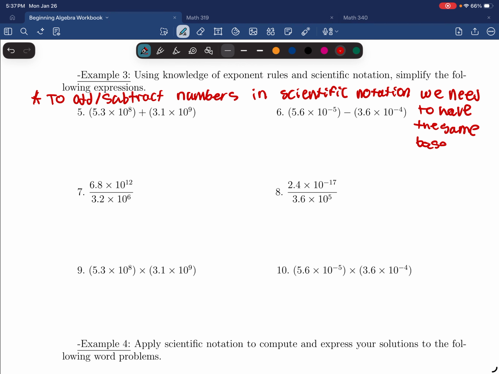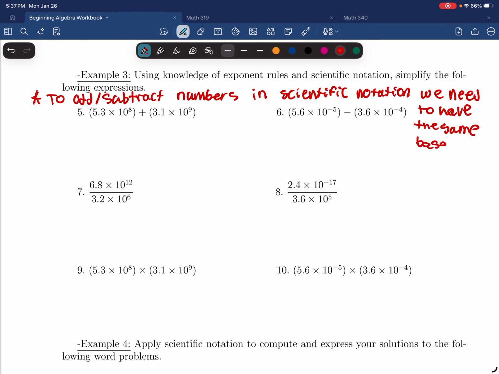And now because our exponents are the same and our bases are the same, all I have to do is take 0.53 and add 3.1 to it. And 0.53 plus 3.1 is 3.63. And now all I have to do is carry along that times 10 to the 9th power, and that's your final answer. Looking at example 6, I encourage you to pause the video and work through that on your own.